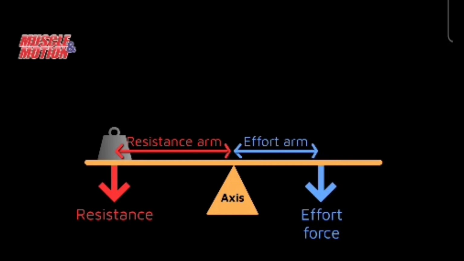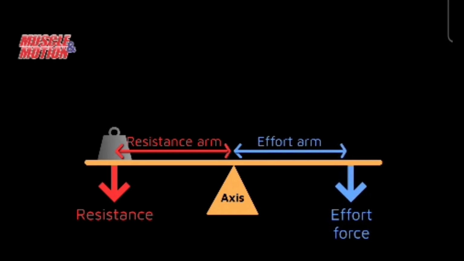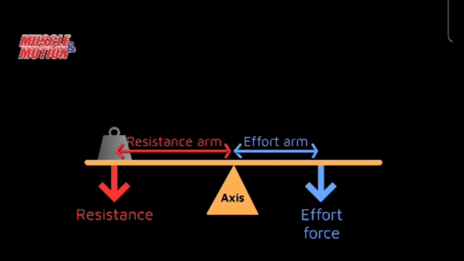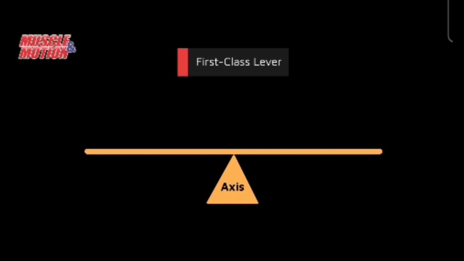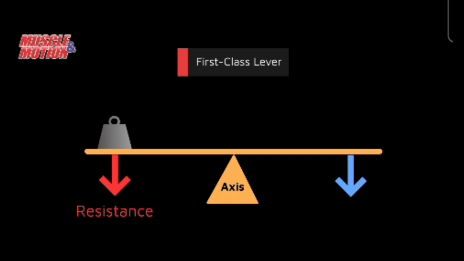The position of the forces in a lever determines its mechanical advantage. In other words, the location of the effort force and the resistance force in relation to the axis affects how much mechanical advantage the lever provides. Let's review the three classes of levers. First-class levers. The axis is located between the weight, the resistance, and the force.